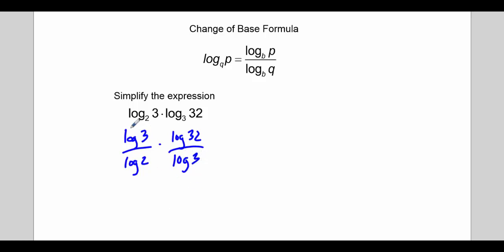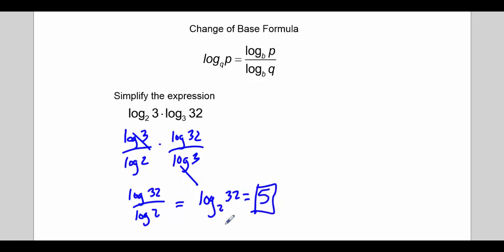Now, notice what just happened. These reduce, leaving me with the log of 32 over the log of 2, which is not, by the way, the log of 16. However, if I can look at this and see that it's in this form, I can go back to this form. So note, this is equal to the log base 2 of 32. And I know what power of 2 is 32? 5. Problem done.